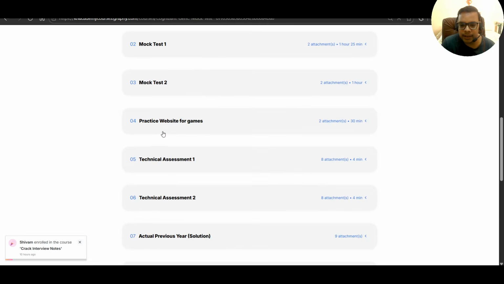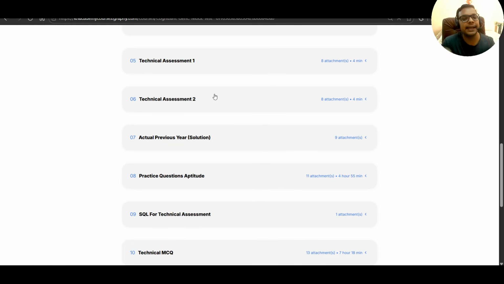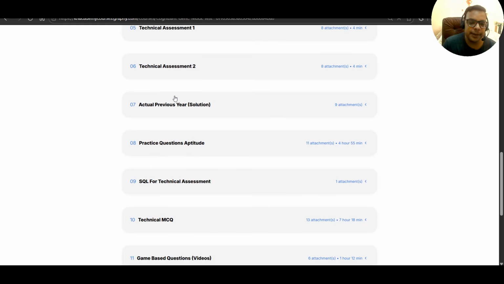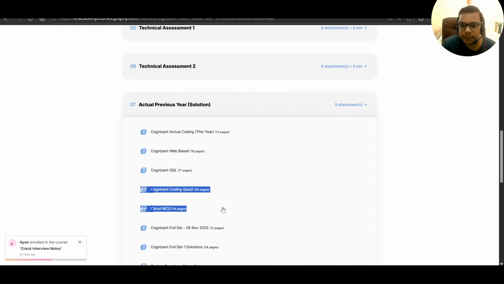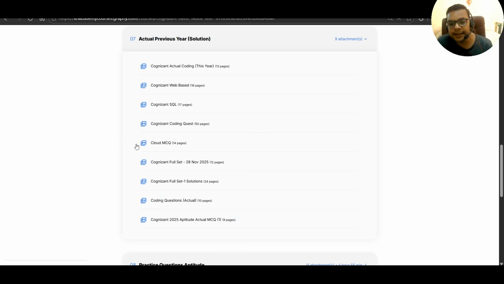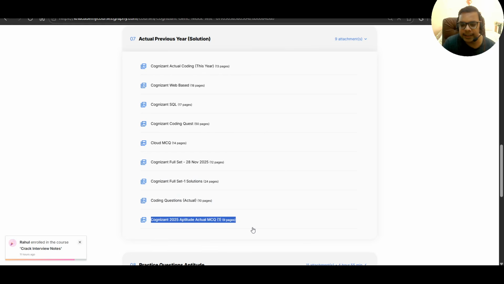You can ignore the games section, but there is a technical assessment which is exactly the same as the previous year's. The main thing we have provided is the actual previous year questions. You will be getting the actual previous year question list, because I hope you are very new to this and don't have any idea what kind of questions Cognizant asked. So you will be getting the exact screenshots of the questions Cognizant asked last year: the actual coding question, web based question, SQL question, coding question, cloud MCQ, and Cognizant full set one coding questions.